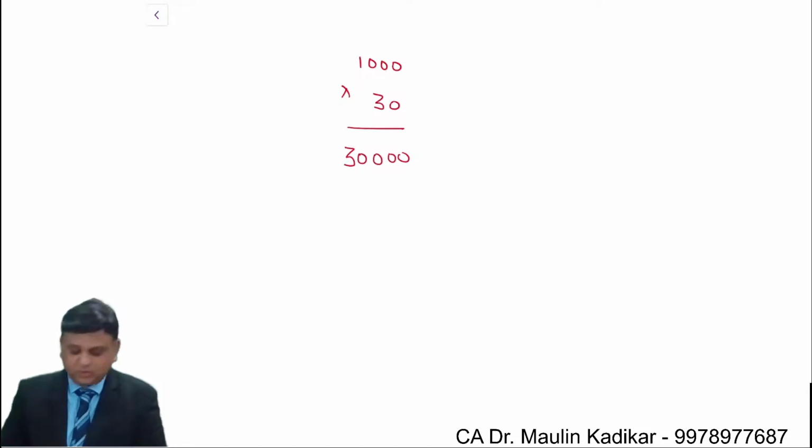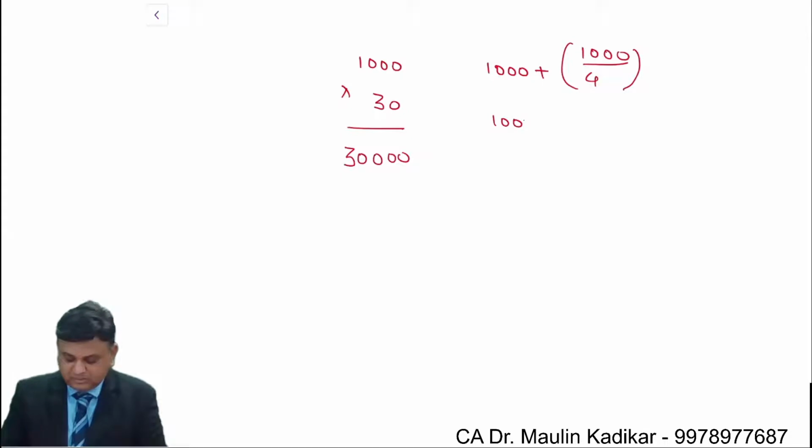Now after the right issue, again I am holding a number of shares, however that number of shares has increased because this time I am going to buy the shares. So what happens is 1000 plus 1000 divided by 4. So it is 1000 plus 250. So we understand that the number of shares that you are holding is 1250.